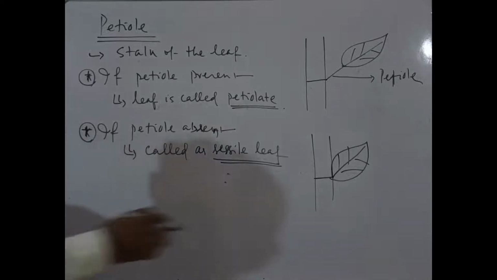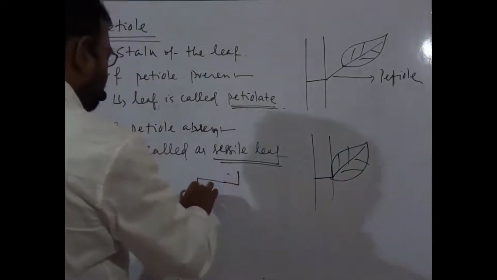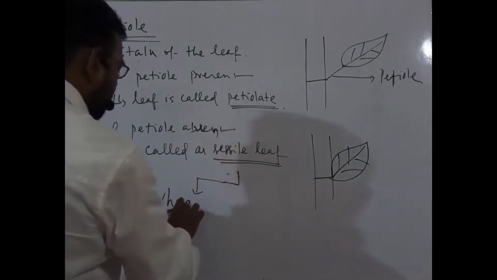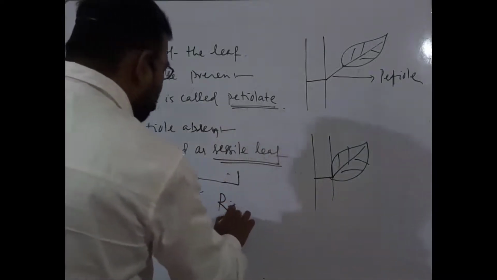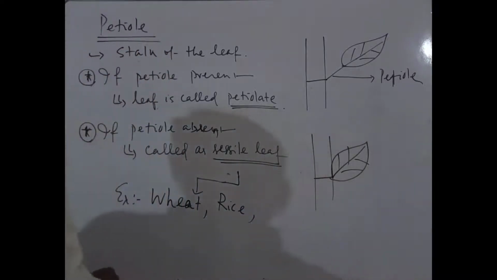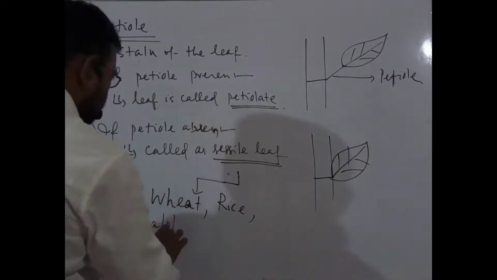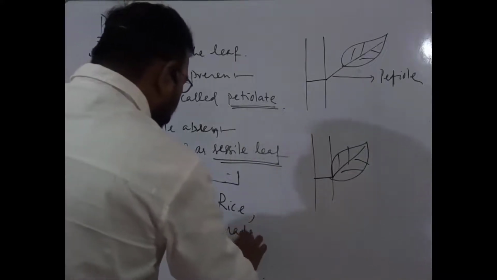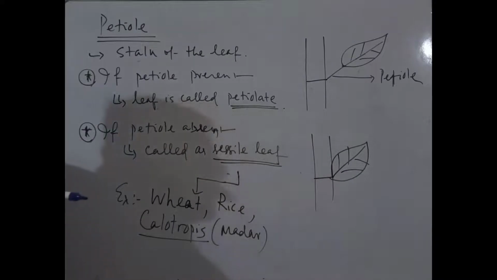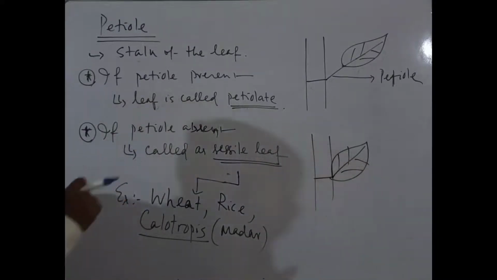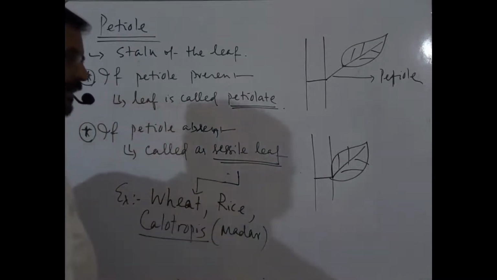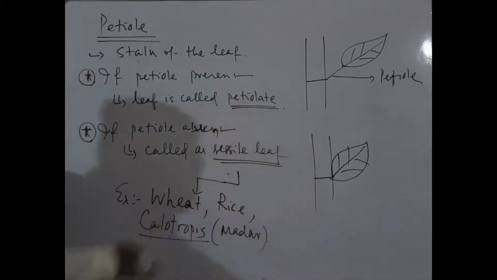sessile leaf का एग्जाम्पल क्या है आप देख सकते हैं। वीट प्लांट में है, जो गेहूं का प्लांट होता है, वीट, राइस जो पैडी प्लांट होता है, और एक है कैलोट्रोपिस। कैलोट्रोपिस साइंटिफिक नेम है, इसका इंग्लिश नेम है मडार प्लांट, जिसको ओडिया में बोलते हैं अराखा। अच्छा. So wheat, you know that Triticum aestivum, rice is Oryza sativa, and Calotropis is madar. So Calotropis में भी sessile leaves हैं.